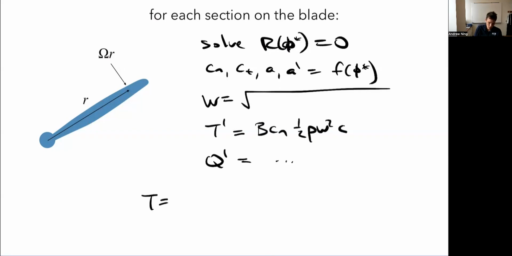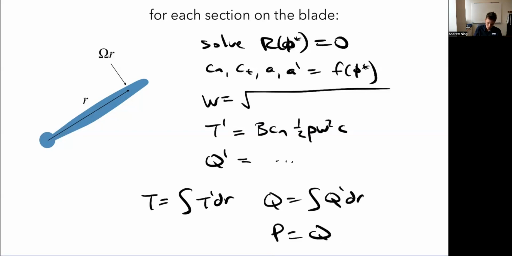And then to get my overall thrust, I just integrate, right? I integrate from the hub to the tip. Same with torque. I integrate from the hub to the tip. And if I want power, it's just torque times my rotation speed, right? So I want to know how much power I'm expending. In this propeller case, it was a wind turbine. I want to know how much power I'm producing. And that's the method, okay?